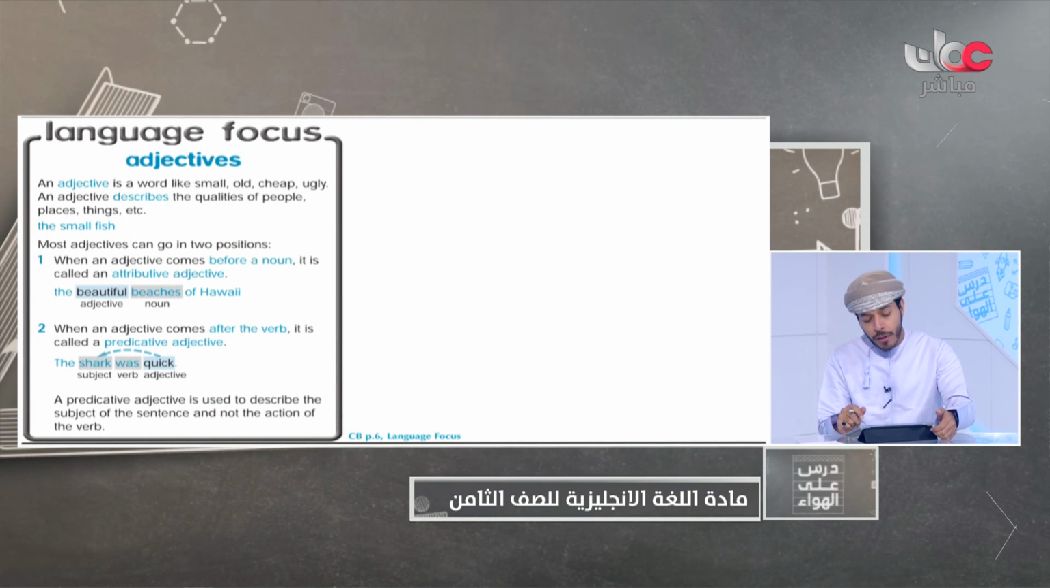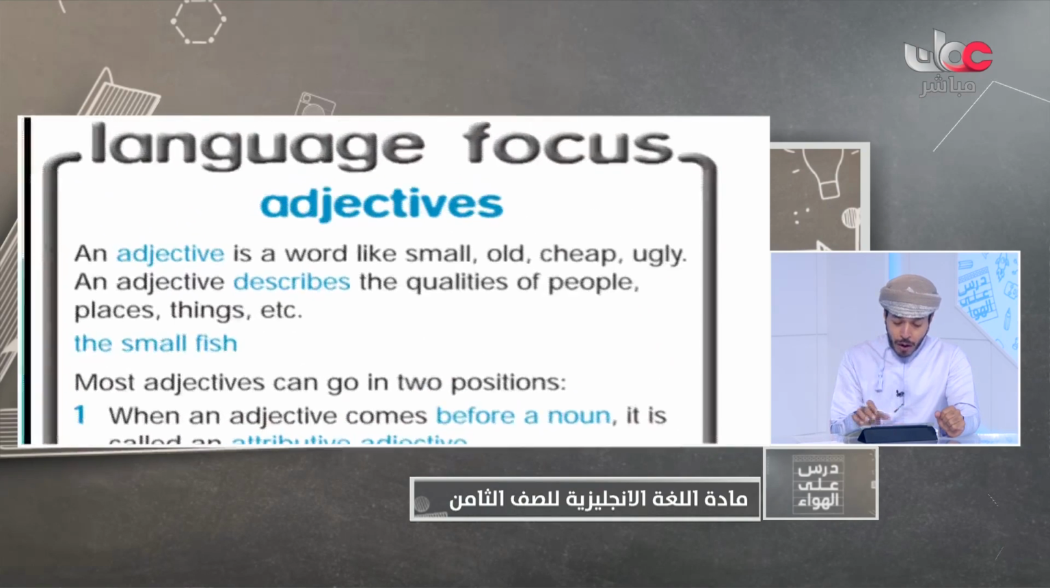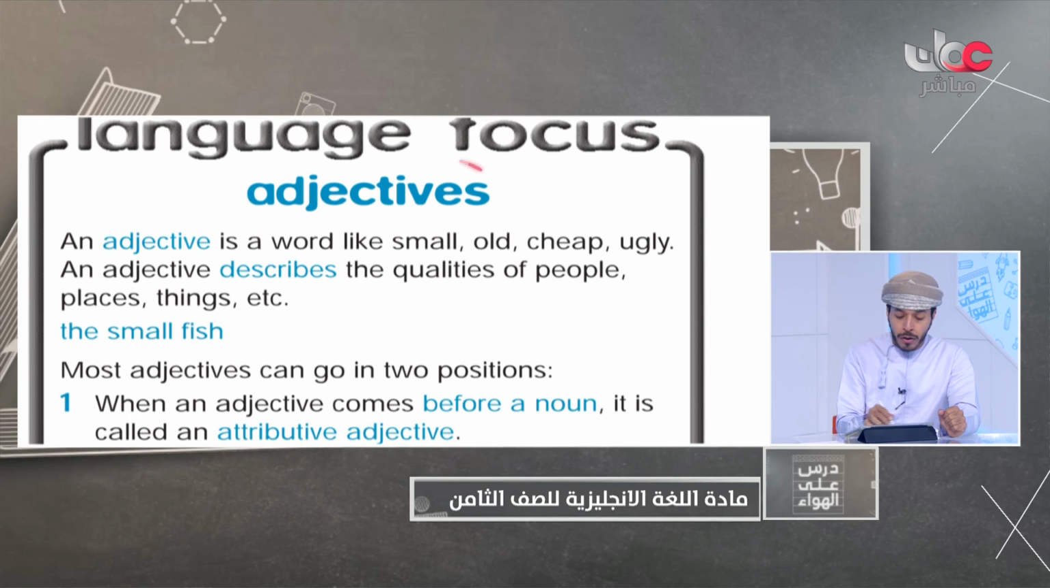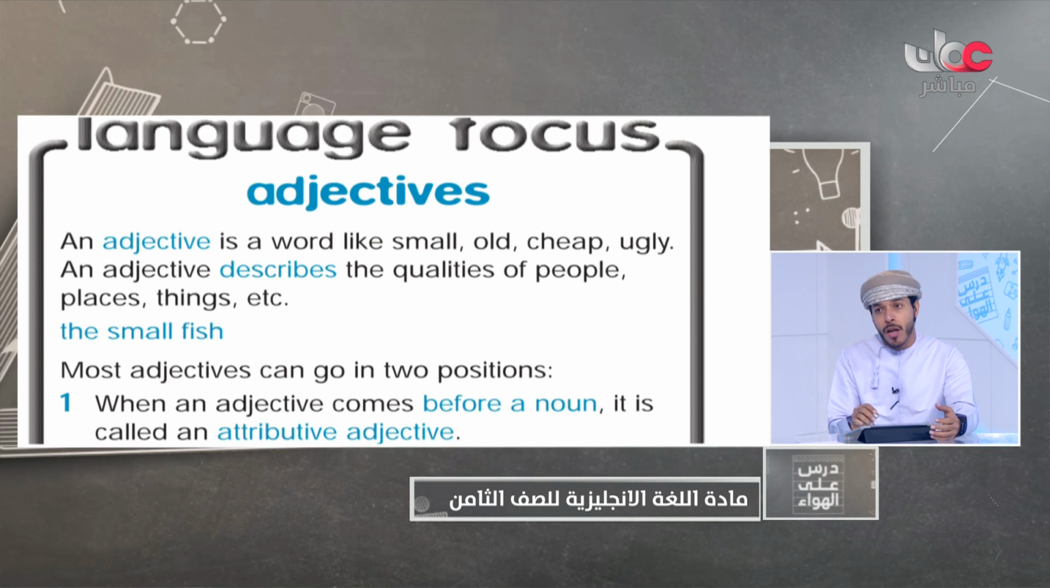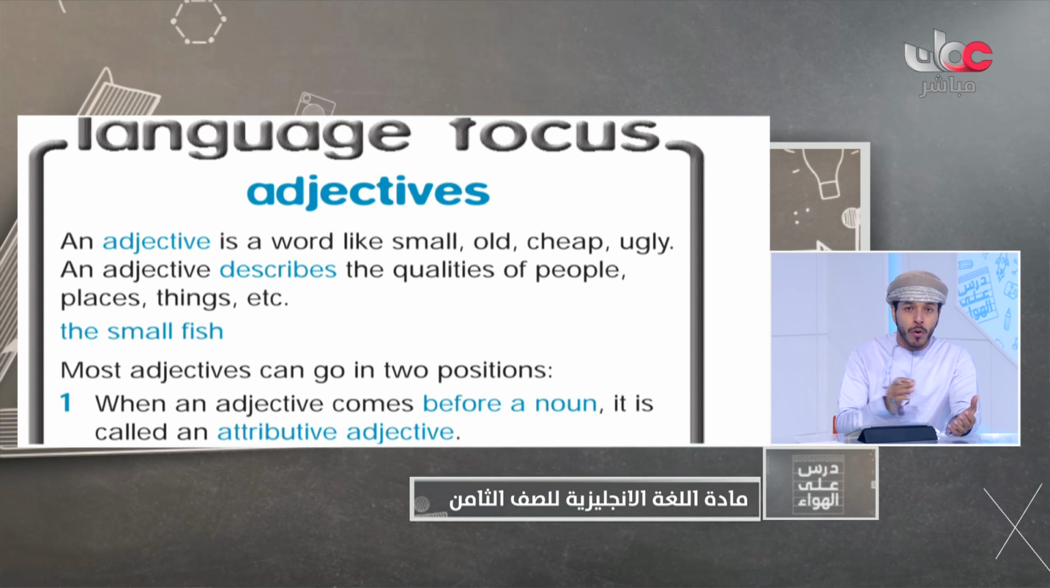First of all, let's have a look at our language focus in our class book, page 6. As you can see on the screen, adjectives are what? Adjectives are الصفات. We use adjectives mostly to describe what? To describe nouns, places, things, people. Most of the time, they come before the nouns in order to describe them.